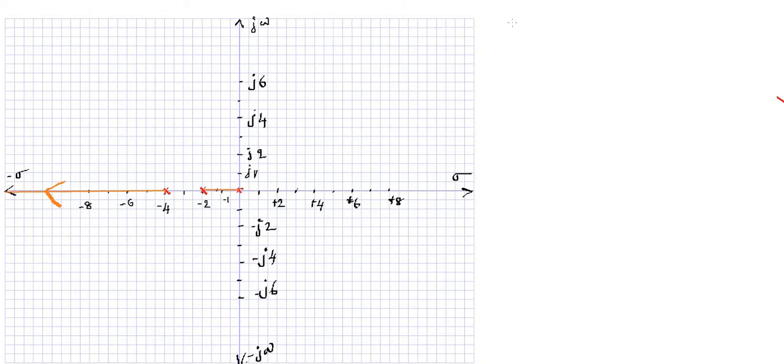So the next step is we have to find out the asymptotes and centroid, because there are 3 poles and 3 root locus branches. One branch that starts from minus 4 ends at infinity along the negative real axis, and the two other root locus branches should also end at infinity, and they will do so along the asymptotes.